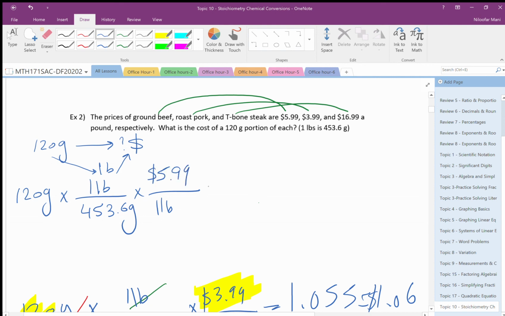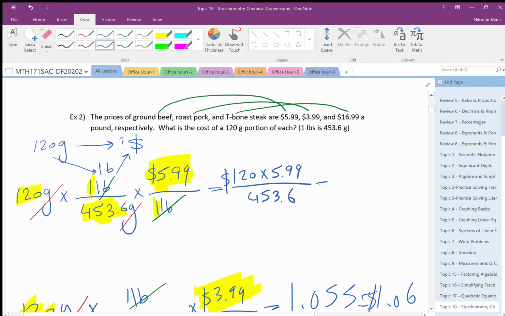It's $5.99. Perfect. I went from gram to dollar because gram and gram cancel, then pound and pound cancel. What is left is this, this, this and this. So it's 120 multiplied by 5.99 divided by 453.6, and it is this many dollars. So I find the answer.